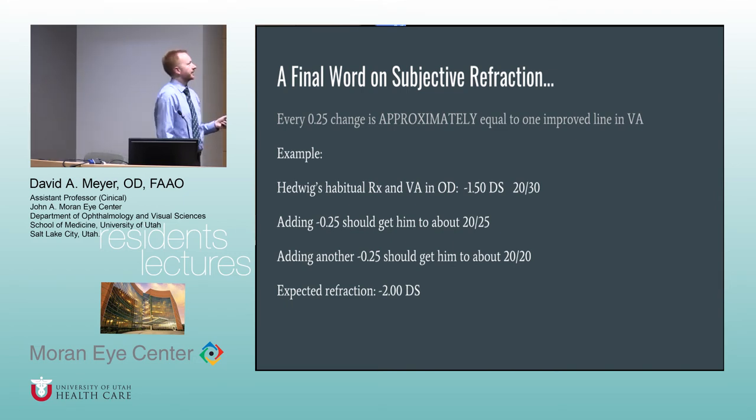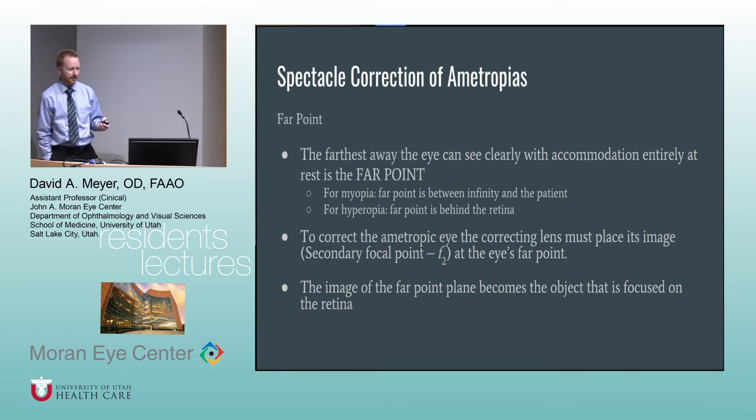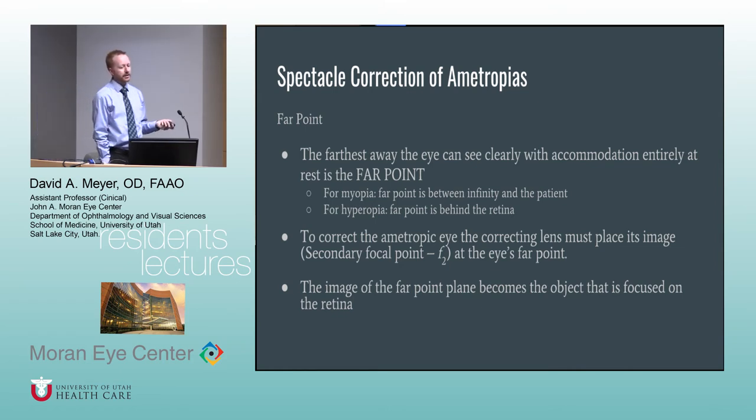Okay. So again, far point, like we said before, the farthest away the eye can see clearly with accommodation entirely at rest. The book, it was all over the whole chapter, and that's why I'm covering it a couple times. For myopia, the far point is between infinity and the patient. For hyperopia, technically the far point is behind the retina. It gets a little confusing.